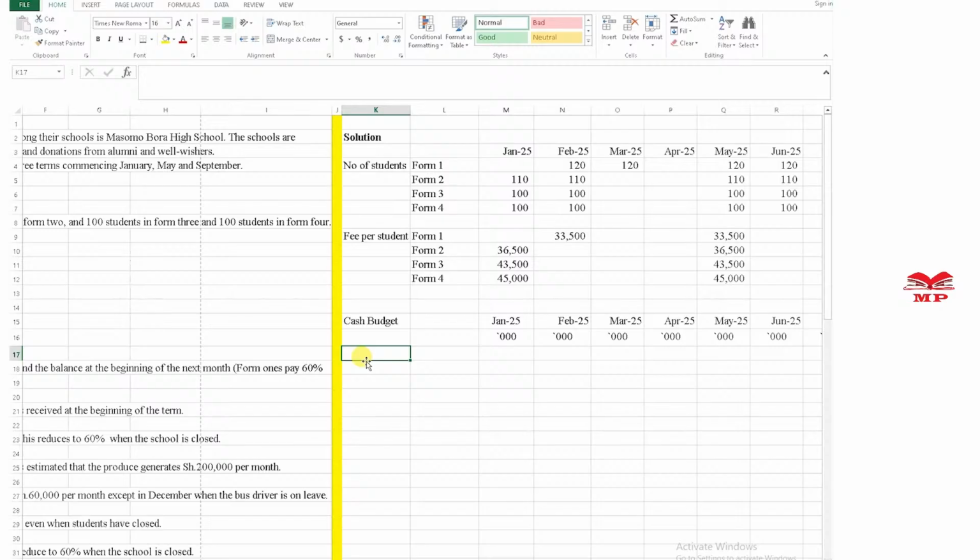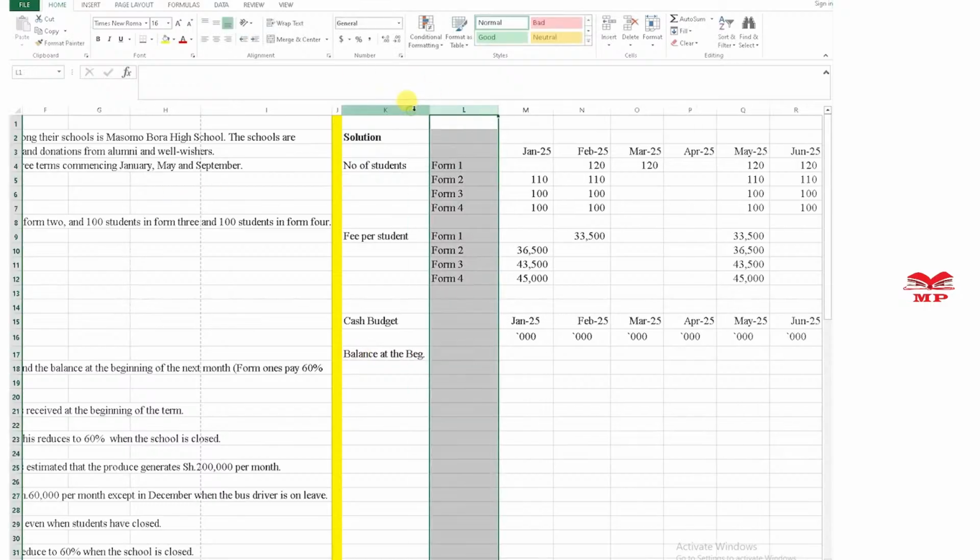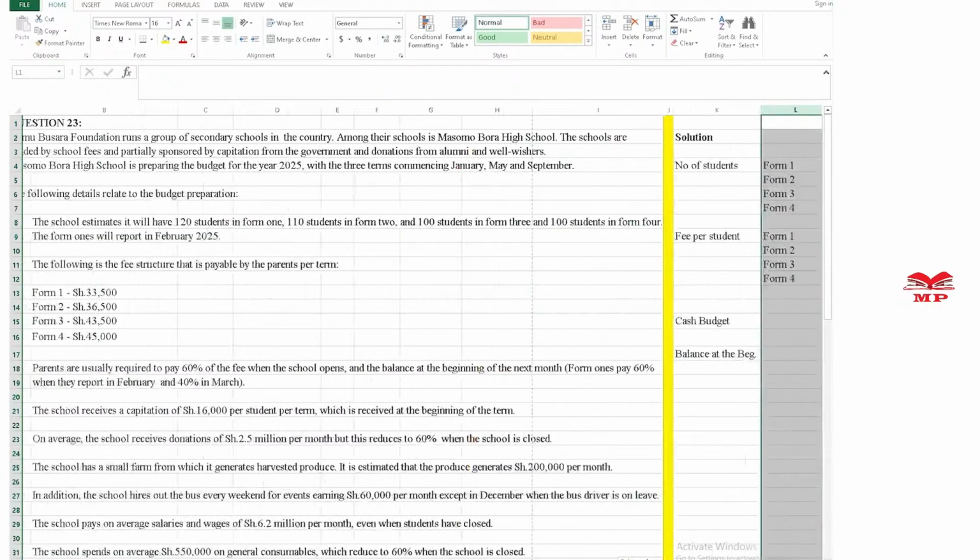Balance at the beginning. We've been given balances that are supposed to be there at the beginning. So balance at the beginning. Put it in the short form like that. And let's look at it together.